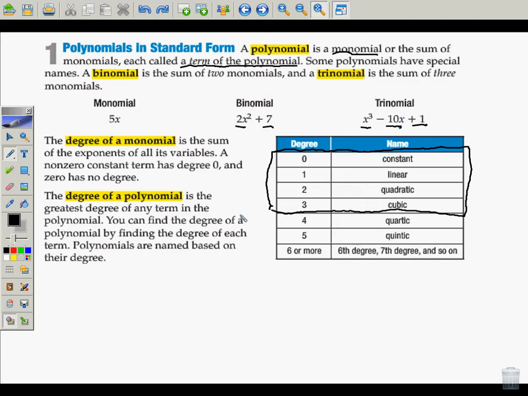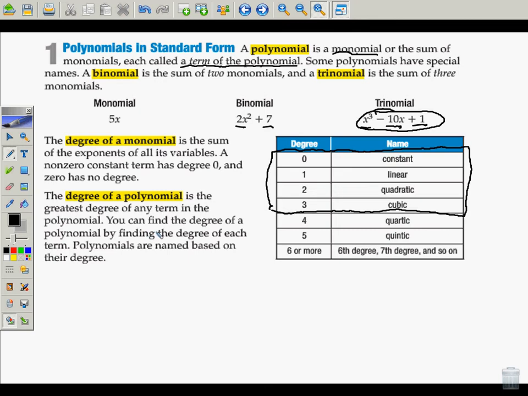The degree of a polynomial, so for example, the degree of this entire trinomial is the greatest degree of any term in the polynomial. All you've got to do is figure out which one has the highest degree. Obviously, that's the first one. It has a degree of 3 because we have a degree of 1 in our second term, degree of 0 in our third term. So raised to the third power means degree of 3, that's the highest degree. So this trinomial would have a degree of 3. And you find the degree of a polynomial by finding the degree of each term, which we already just did.